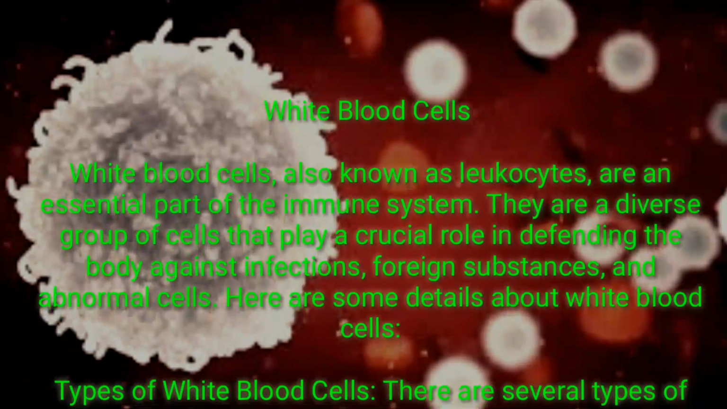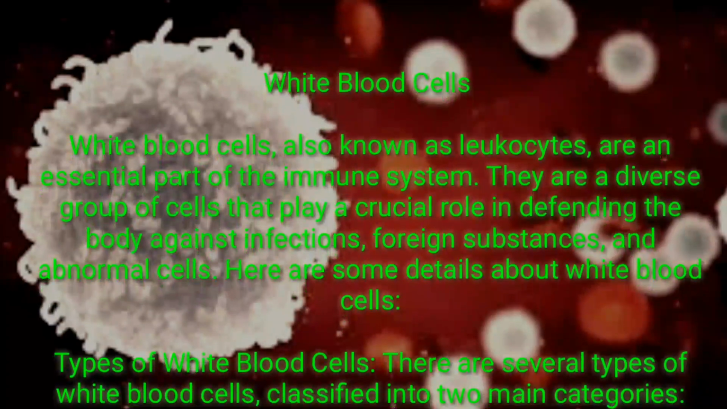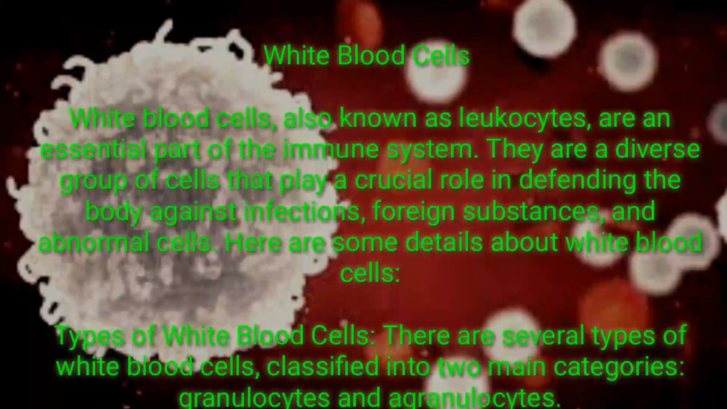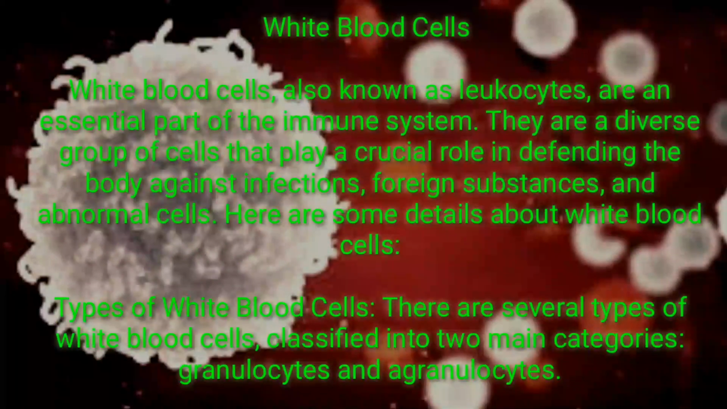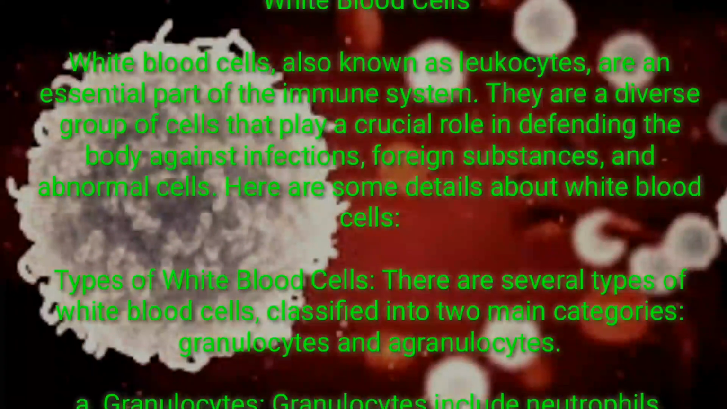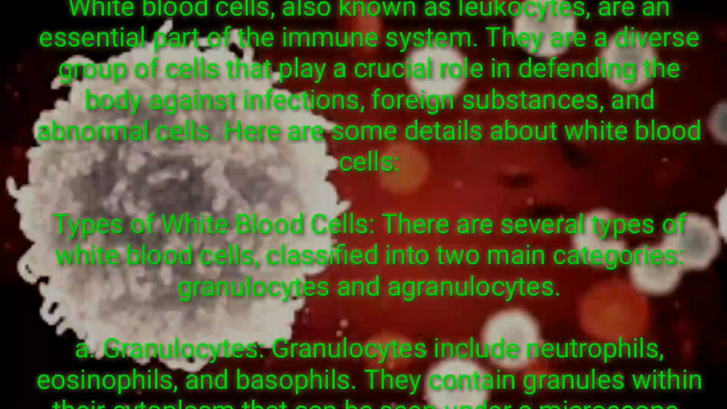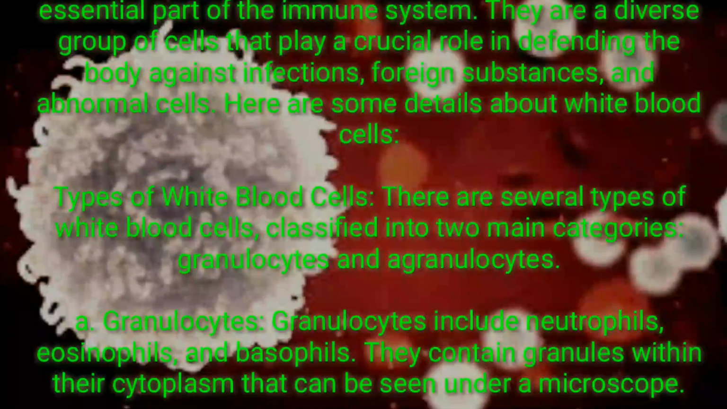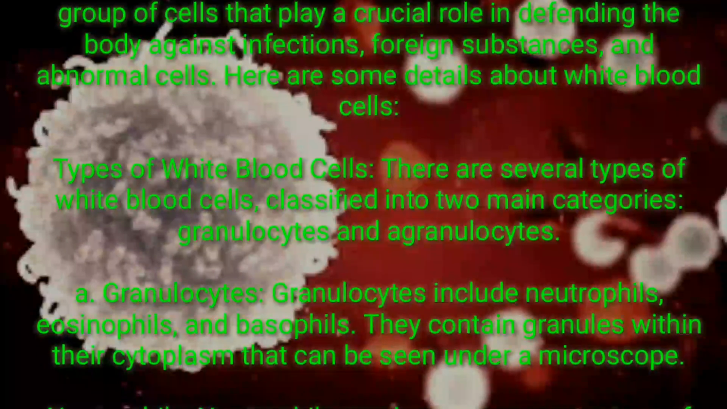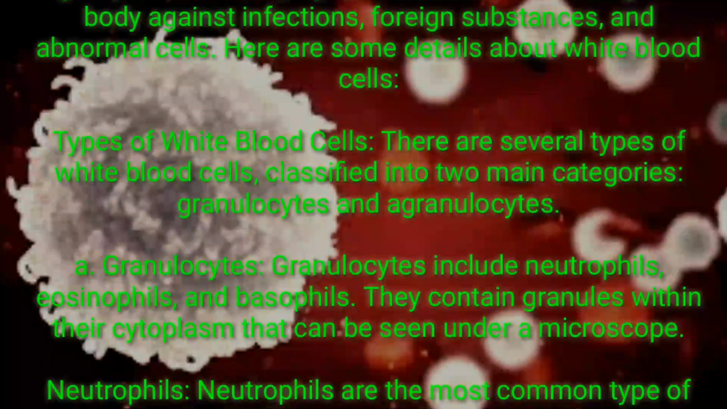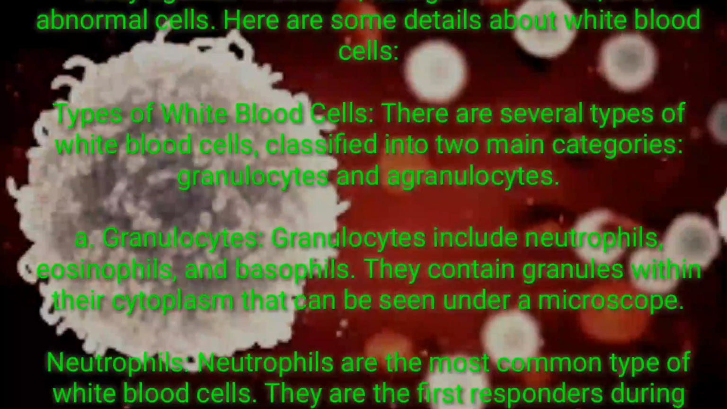Number 1. Types of white blood cells. There are several types of white blood cells classified into two main categories: granulocytes and agranulocytes. Granulocytes include neutrophils, eosinophils, and basophils. They contain granules within their cytoplasm that can be seen under a microscope.